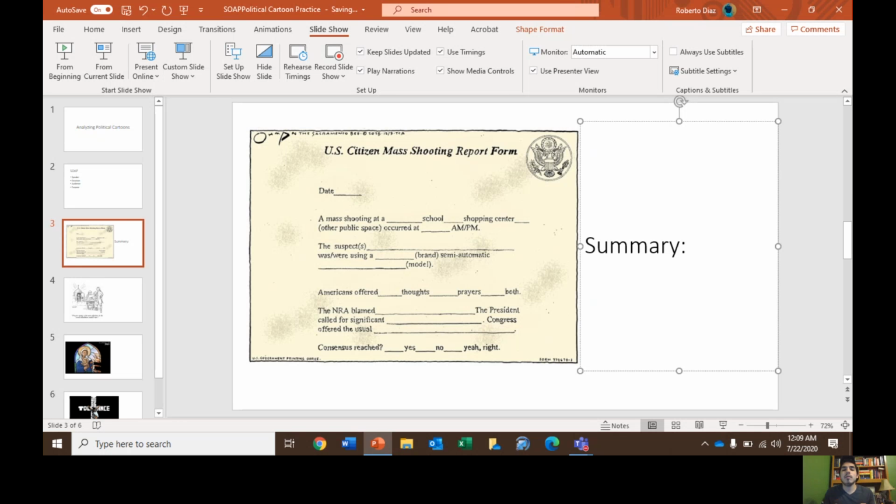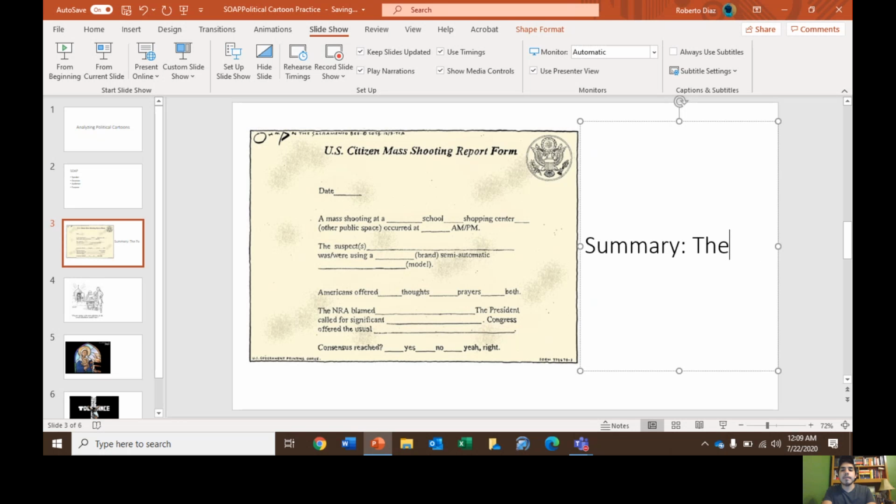I'm not going to summarize. By summary, I don't mean don't describe what's in there, but try to summarize the main message. That's a distinction, right? A summary describing what's in the political cartoon would say there's a lot of blanks in the political cartoon. There's some notion about the NRA, the president. No. So this would be a summary of the main message. And the main message would be something like this.